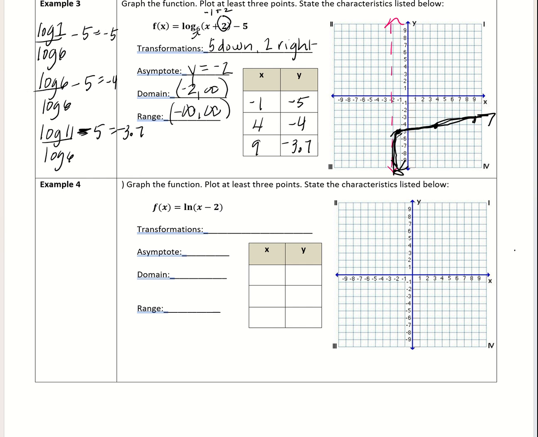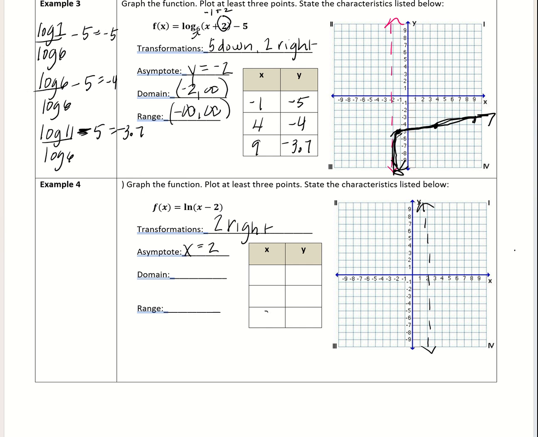So this graph has shifted to the right. So you can't do 2 because that's actually where the asymptote is. So the asymptote is at x equals 2. So if you put 2 in, you're going to get an error in your calculator. It's going to tell you it won't work because the graph is approaching that line. So we need to go larger than 2.